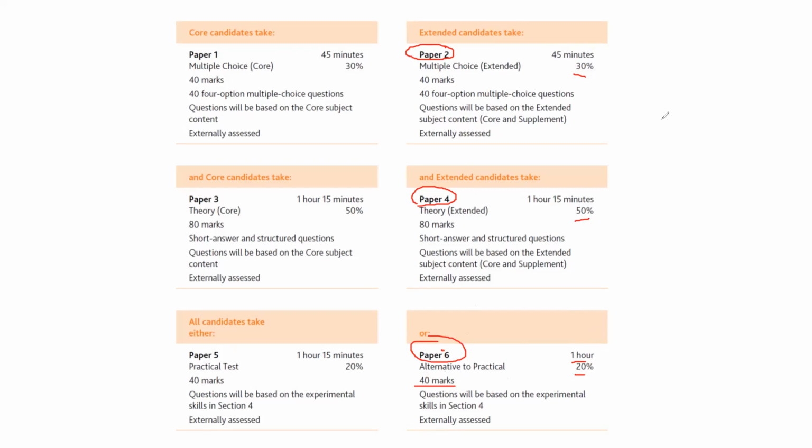So basically, either you will select 0625 or you will select 0972. If you select 0625, you can score from A star to G, A star being the highest. And if you select 0972, you can score from 9 to 1. The highest grade is 9.